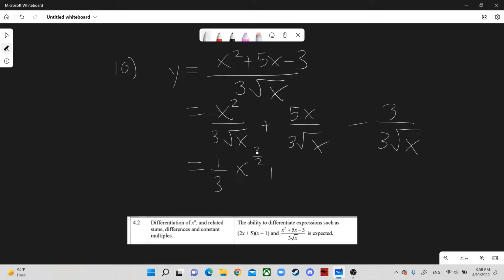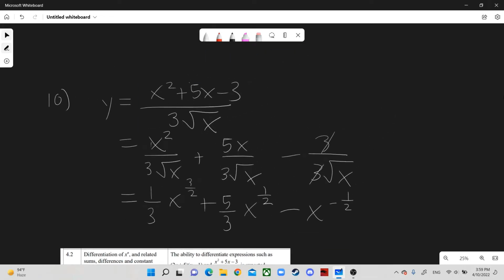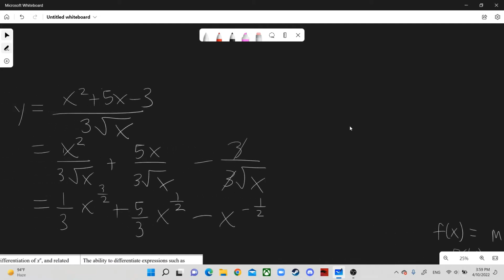Okay, the same thing here, you got 5/3 here. This is x to the power of 1, and this is x to the power of half in the denominator, so you subtract the powers, 1 minus a half, that's the same thing as a half. Okay, and here the 3's cancel out, so you just get minus, then this one, the root x is in the denominator, so you get x to the negative a half. Okay, now we can actually differentiate this, so let's do that.